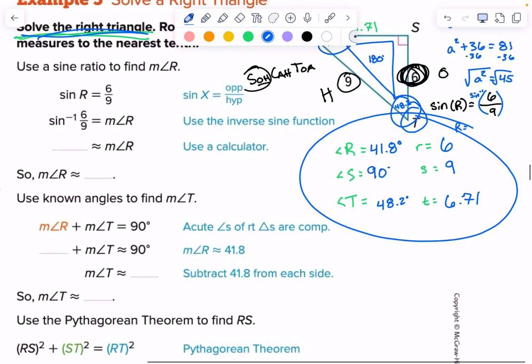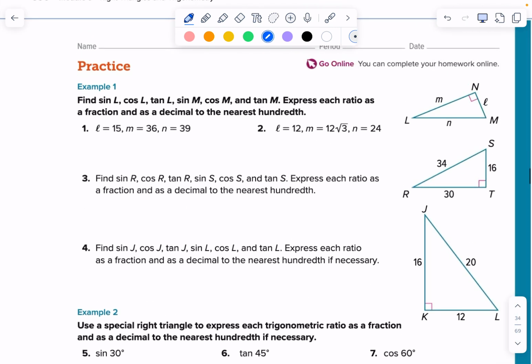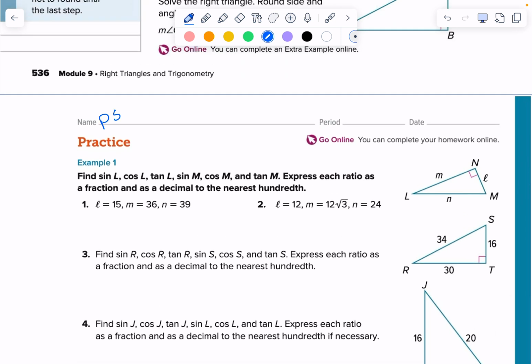Got it? All right, homework. Page 537, 4 through 20 evens, and number 24.